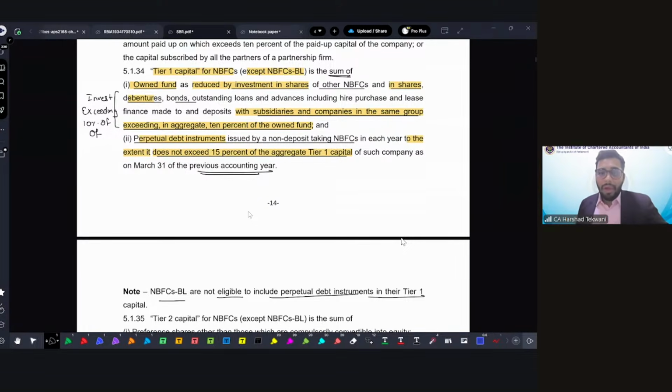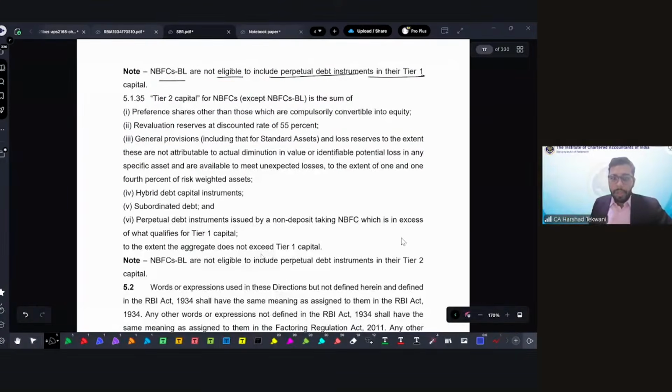Okay. That was tier 1 capital. Now there is something called tier 2 capital. What is tier 2 capital? This is nothing but the extension of tier 1. Whatever we have calculated in tier 1, we extend that, we increase that amount, or we go beyond that to get the tier 2 capital. So the things which are not counted in tier 1 will be counted over here. Whatever was left out in tier 1 will be counted in tier 2.